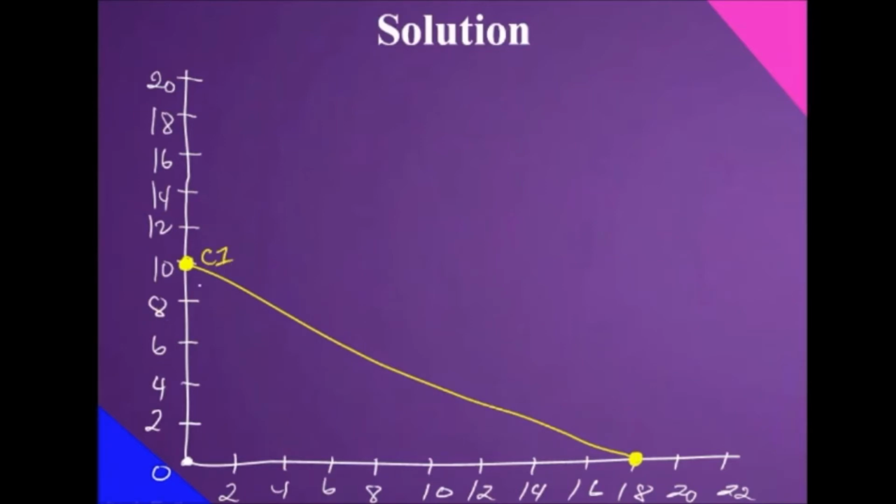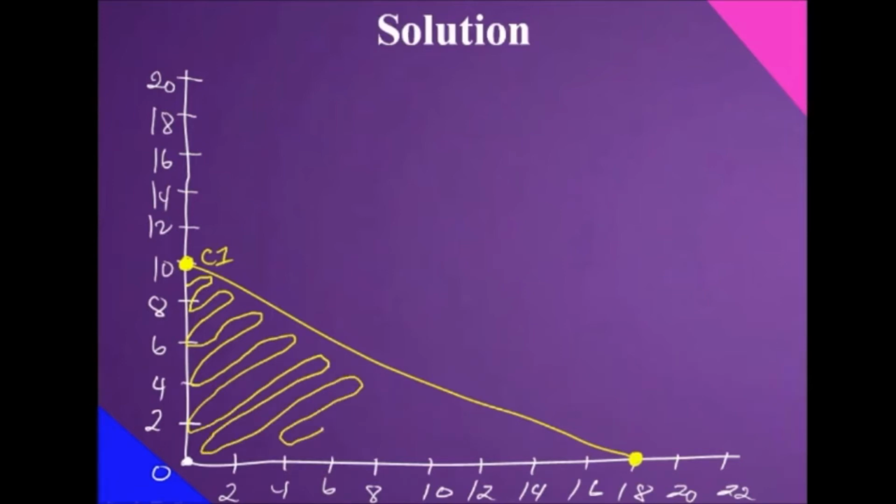Nasaan yung shaded region? Ganito na lang para mabilis. Maganda pa. Pag guhit-guhit, hindi pantay. Struggle ko talaga yung guhit, no? So yan, ito na lang ang ating feasible region for our C1.